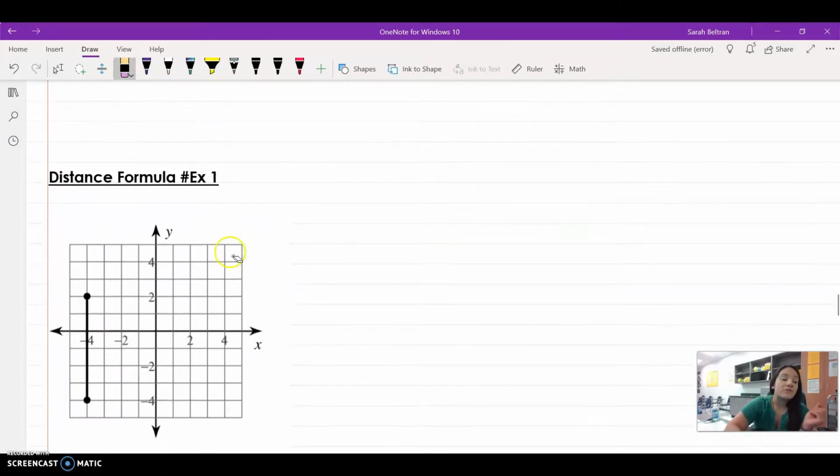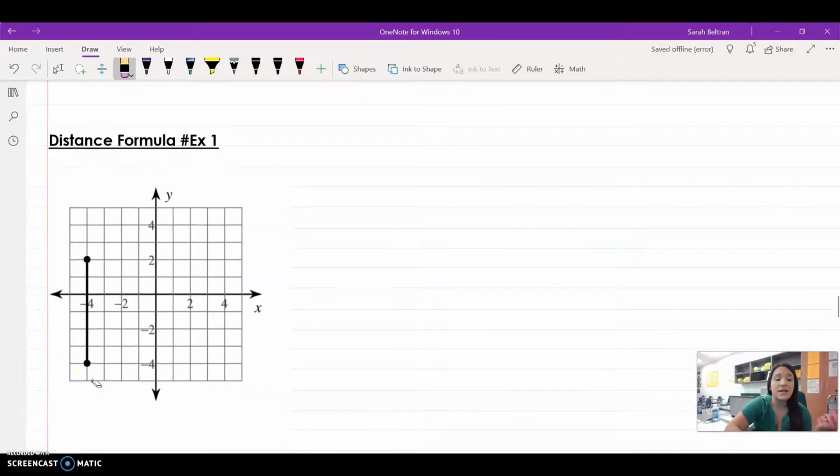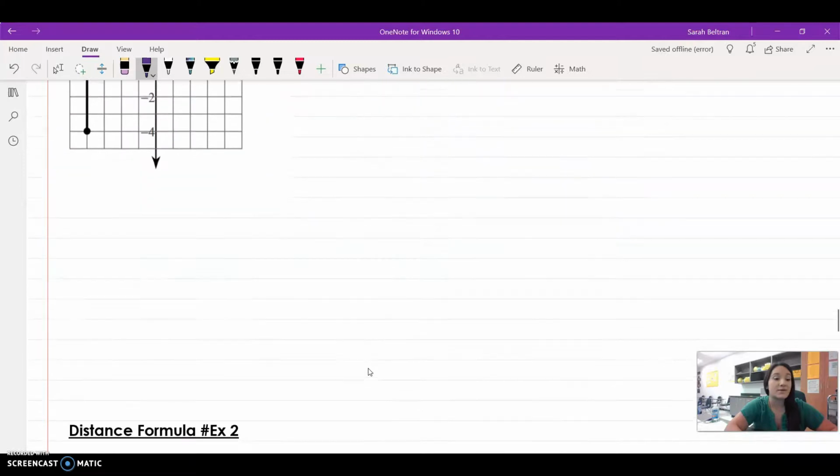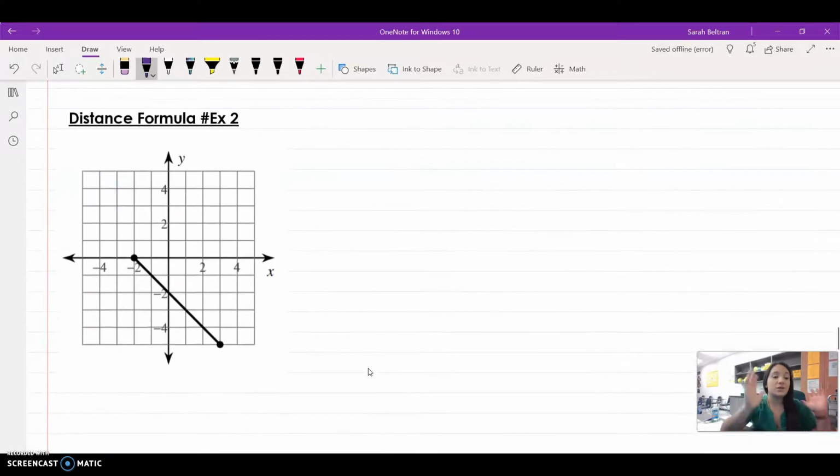All right. For this one, though, it's just a straight line. How do you find the distance of a straight line? You just count. So 1, 2, 3, 4, 5, 6. So the distance for this one would just be 6. So anytime you just have a straight line, all you do is just count it. Okay? Write that down.